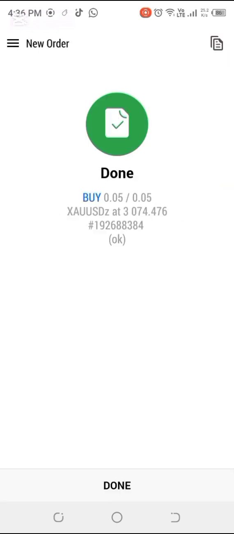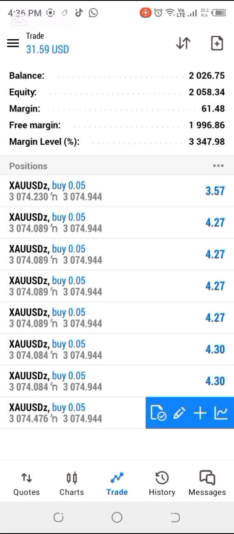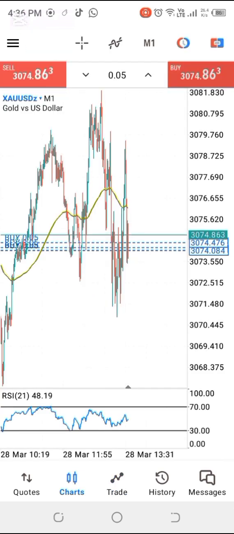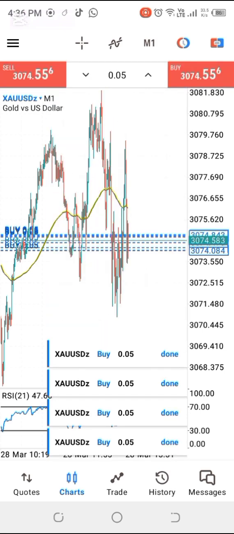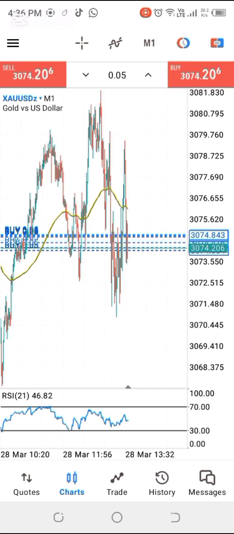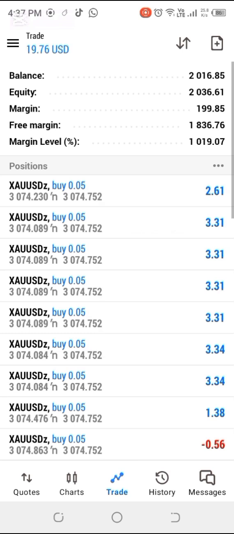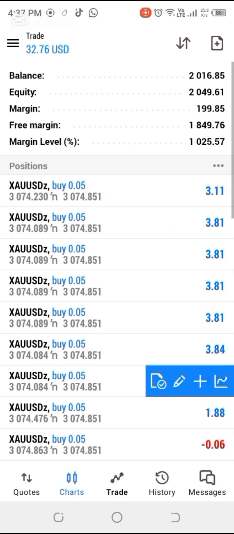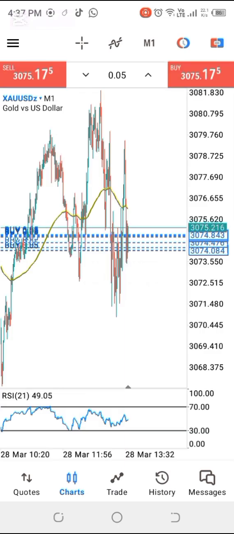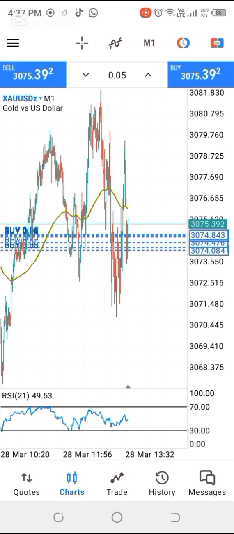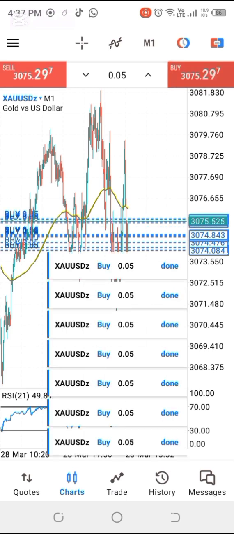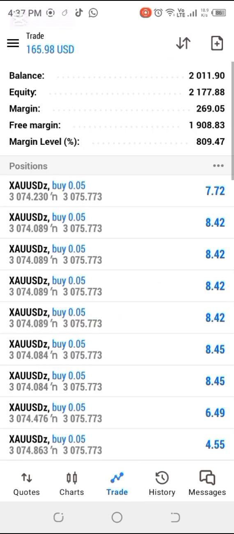Same concept: CRT, ICT, and liquidity sweeps. And the trend, make sure you add the trend on this strategy. So I added more positions because the lot size was too small, 0.05. So make sure your margin level percentage is good. My margin level percentage was 1,000, which is more than 300%. So I still need to add more positions, but I'll see how it goes.